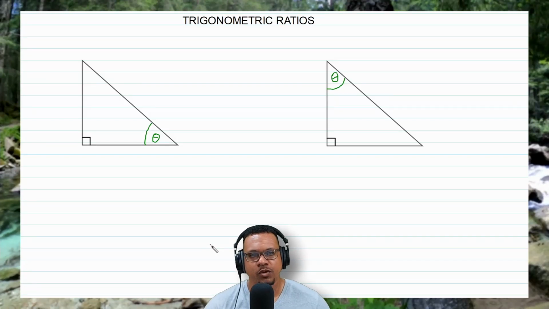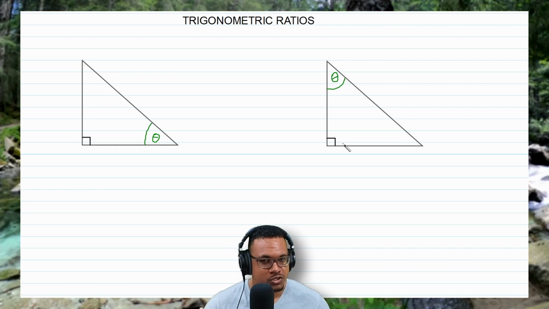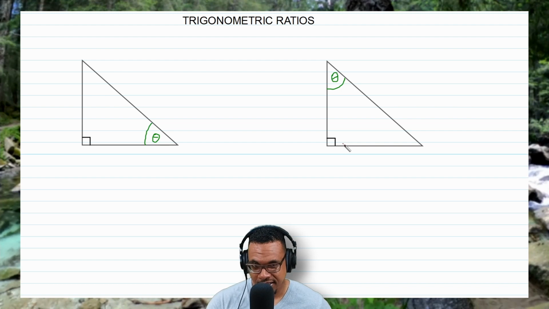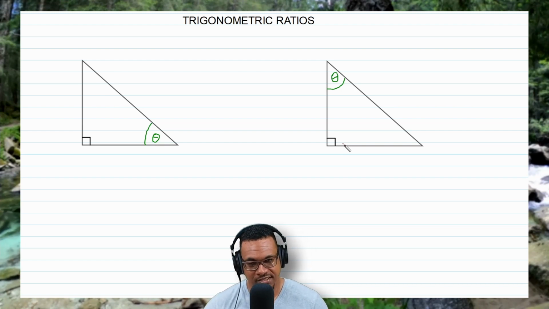In this video, we are going to look at trigonometric ratios. As you can see on the screen, I have two right angle triangles, and that's because trigonometric ratios only apply to right angle triangles. Now, Pythagoras' theorem also applies to right angle triangles, and we know how to use it. If you have two sides of a right angle triangle and you're missing one side, you can use Pythagoras' theorem to find the missing side.